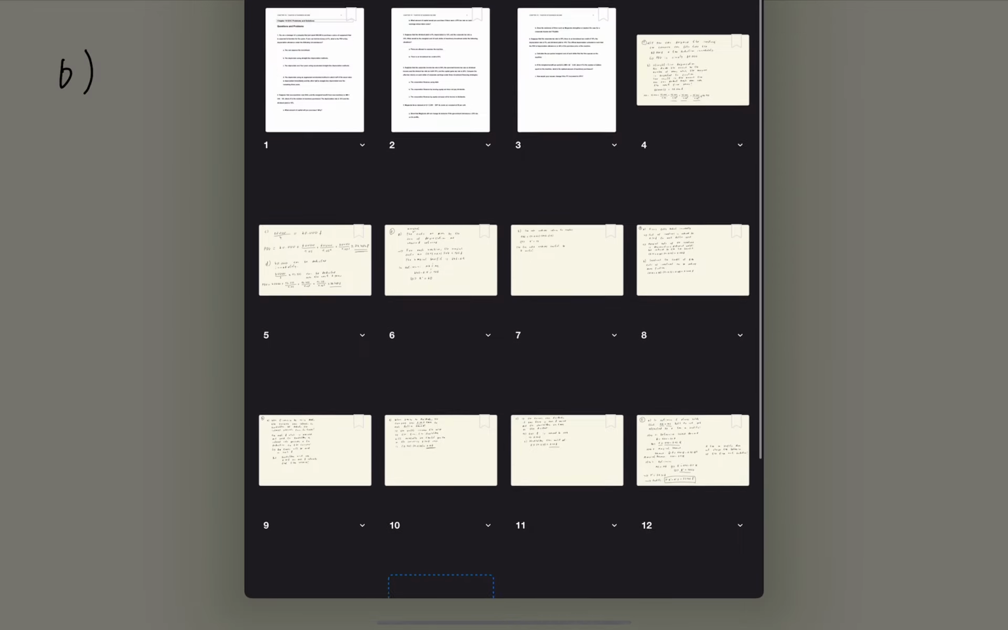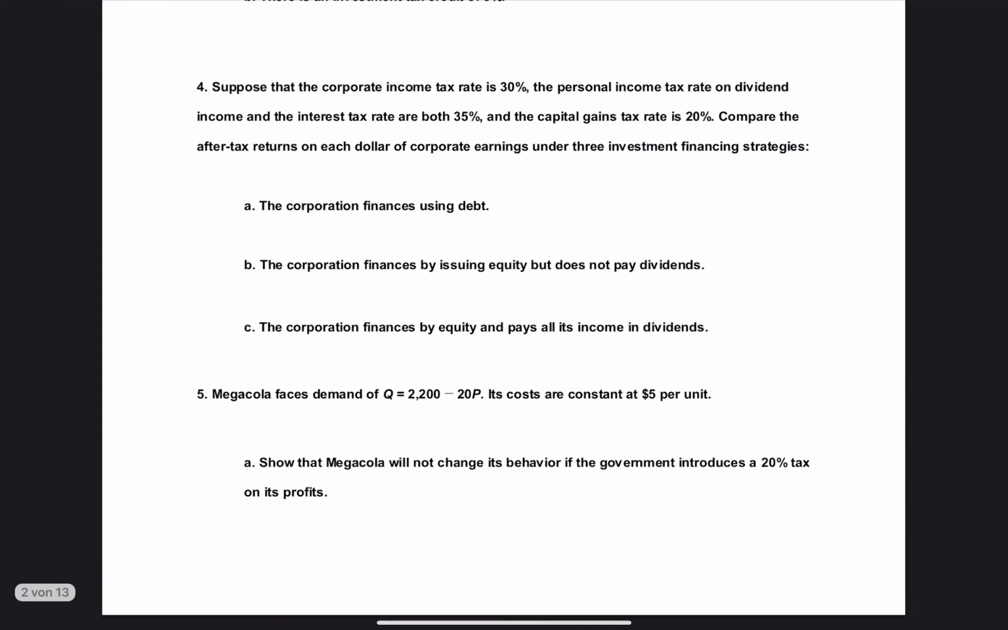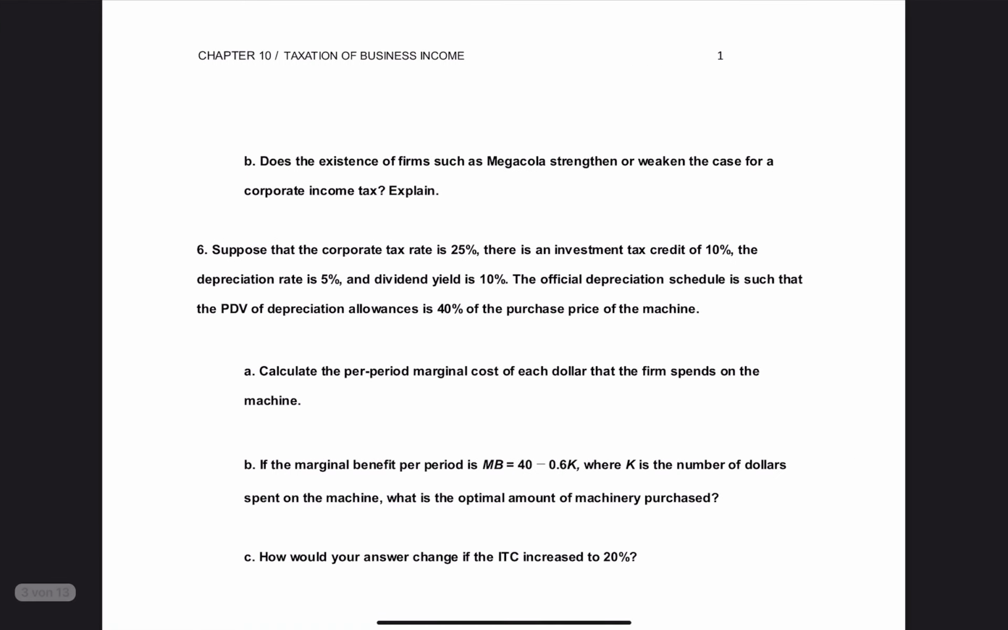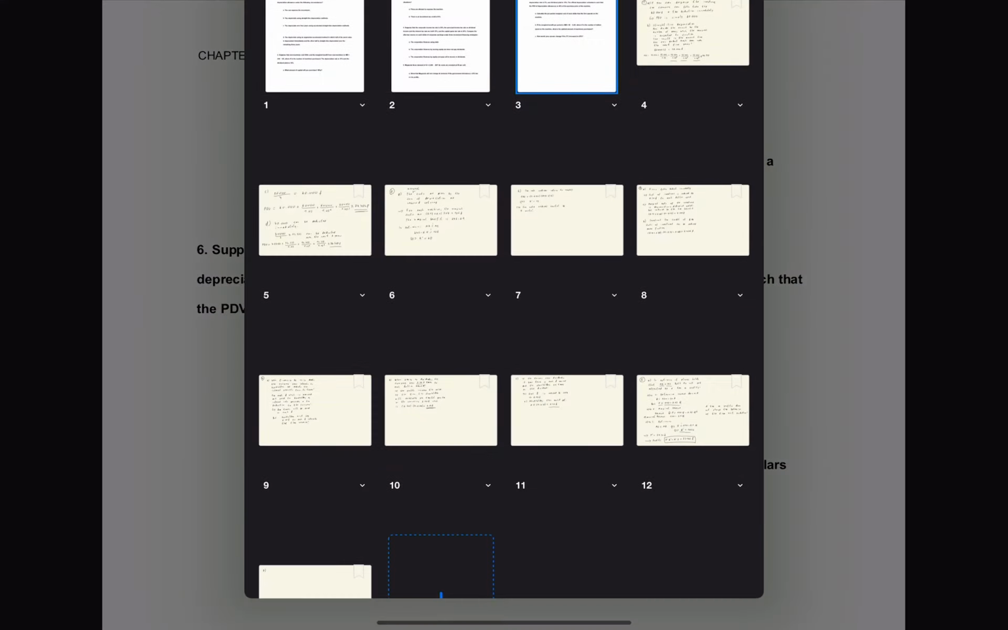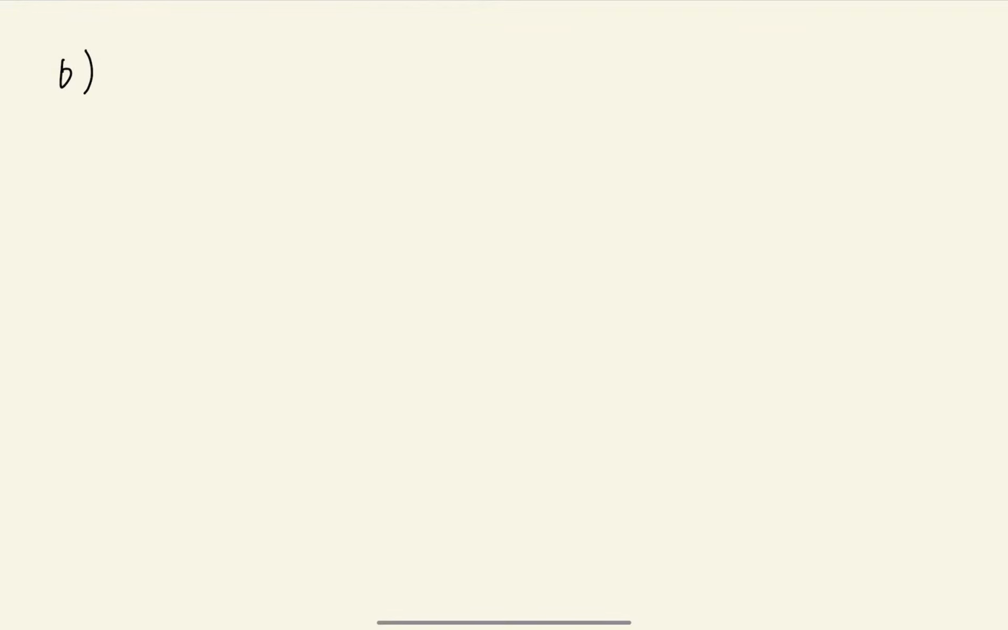And this brings us to sub-exercise B, where we are asked the following. Does the existence of firms such as Mega Cola strengthen or weaken the case for a corporate income tax? Explain. So now we're basically asked to discuss the benefits and disbenefits of the tax that we introduced in sub-exercise A. So the positive points, so the pros, are the following. So there is no distortion.